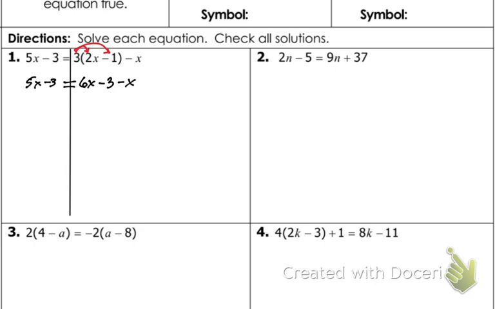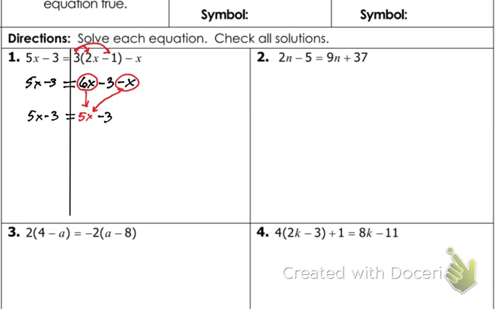Is my right-hand side simplified? No. There's 1x. Like terms? There are 2 terms that are alike. We have a 6x and we have a negative x. What happens when I have 6x minus x? It's not negative 5x, just 5x, because I have 6 x's and I'm taking 1 away. We're going to have 5 x's here. And we still have the minus 3. And the left-hand side is 5x minus 3.